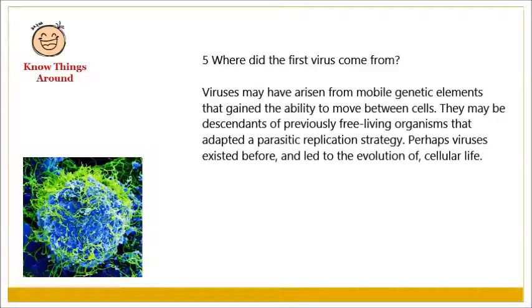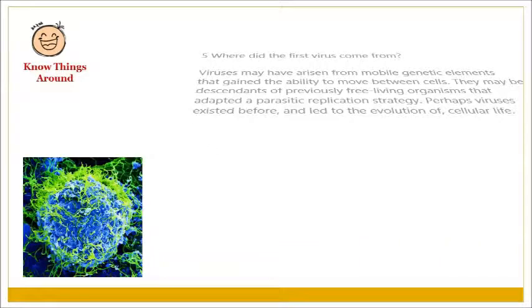Where did the first virus come from? Viruses may have arisen from mobile genetic elements that gained the ability to move between cells. They may be descendants of previously free living organisms that adopted a parasitic replication strategy. Perhaps viruses existed before and led to the evolution of cellular life.